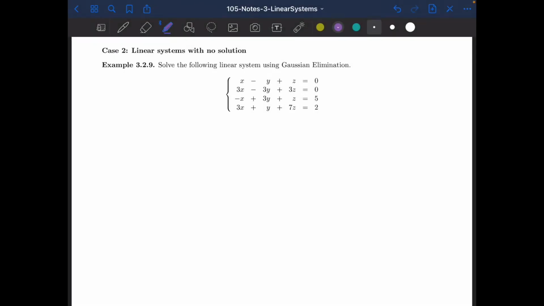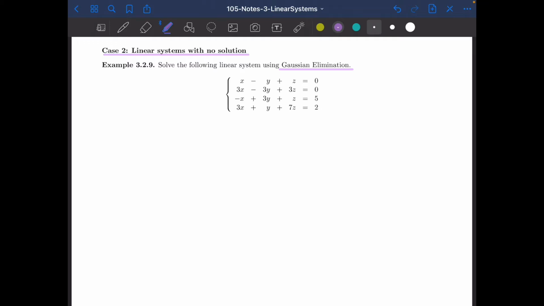In this video, we continue subsection 3.2.4, which is about Gaussian elimination, and we're looking at case 2, linear systems with no solution. In example 3.2.9, we're asked to solve the following linear system using Gaussian elimination. We have here a linear system with 4 equations and 3 variables.